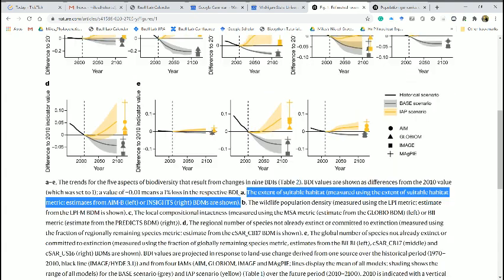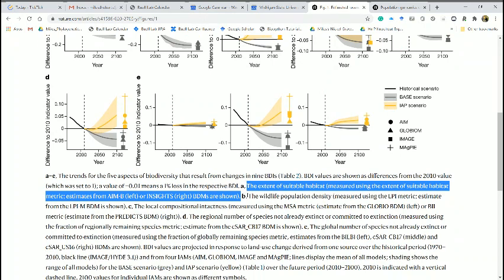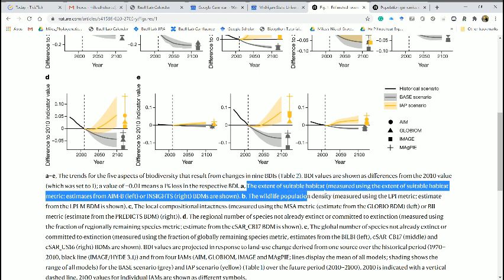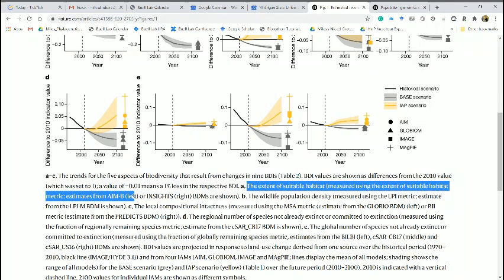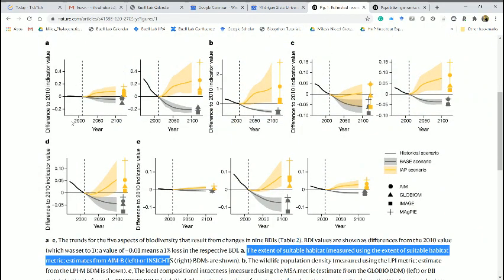Okay, so let's just start with panel A here. Try to get through at least one panel. So the caption for panel A says the extent of suitable habitat metric estimates from AIMB or insights. Okay, so this is some measure of suitable habitat, whatever that means.